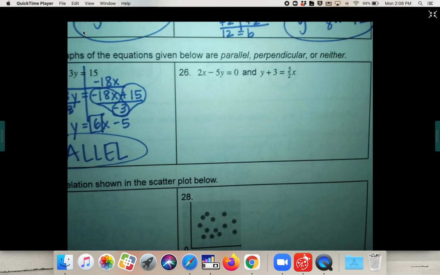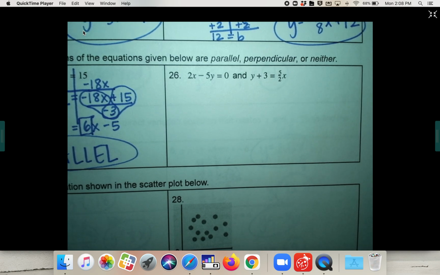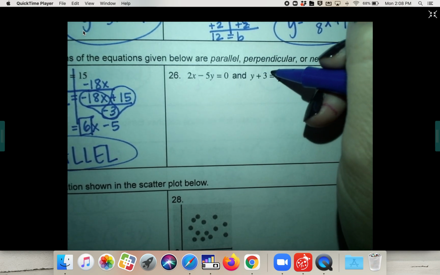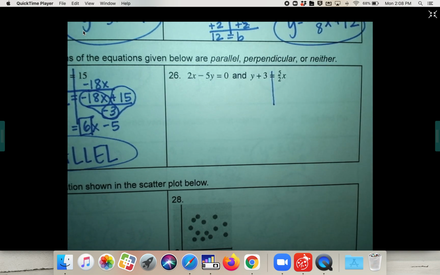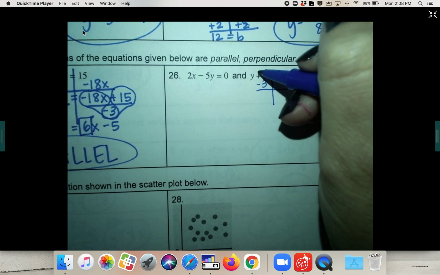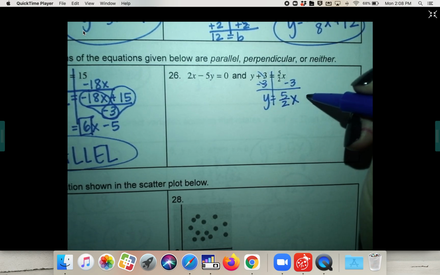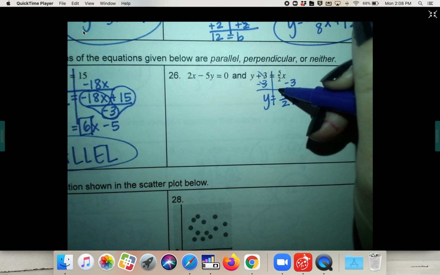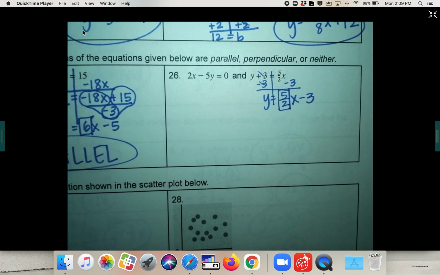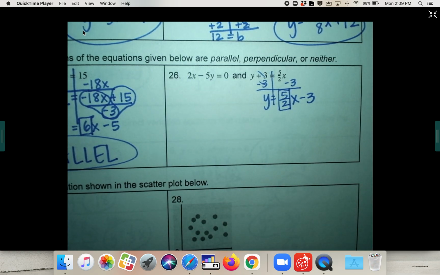Okay, what about these two? Oh, neither one of these are in slope-intercept form. This is going to be fun. This one almost has y by itself, so I'm going to do the second one first. To get y by itself, all we have to do is minus 3, and then we're done. So this one is y equals 5/2 x minus 3. So the slope of this one on the right is 5/2. Okay, let's figure out the slope of this other one, which is going to take a tiny bit more time to do, but not a lot.